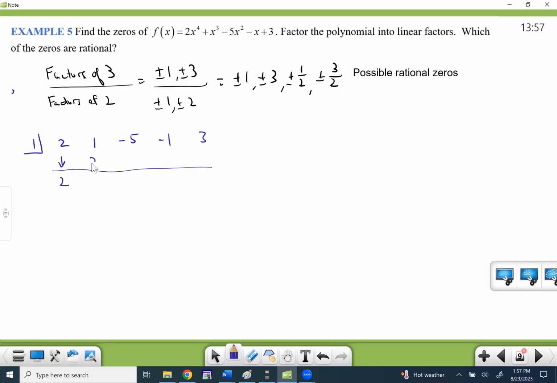1 times 2 is 2, add together. 1 times 3 is 3. Negative 5 plus 3 is negative 2. 1 times negative 2 is negative 2, add that together. And 1 times negative 3, oh my goodness, we got so lucky. So since the remainder was 0, it is a 0.